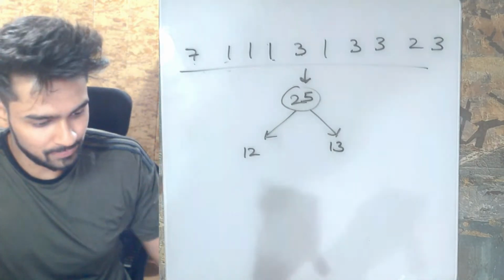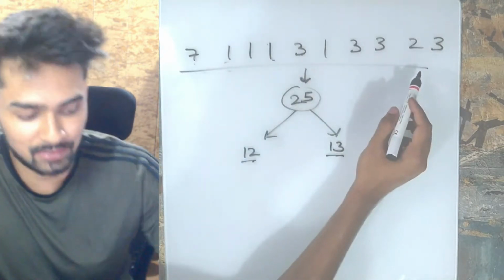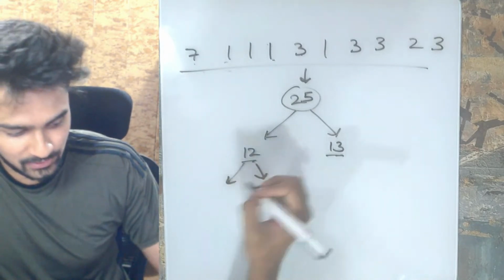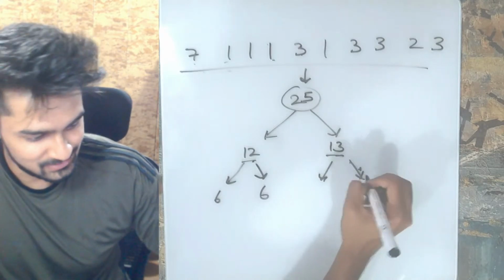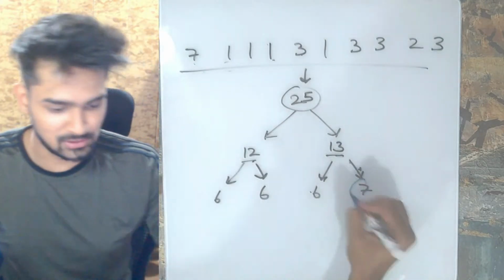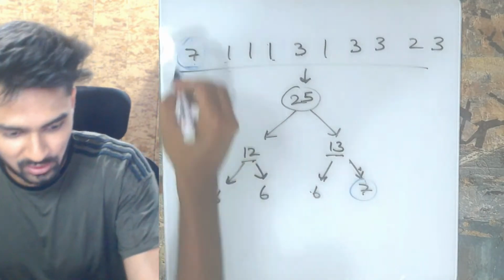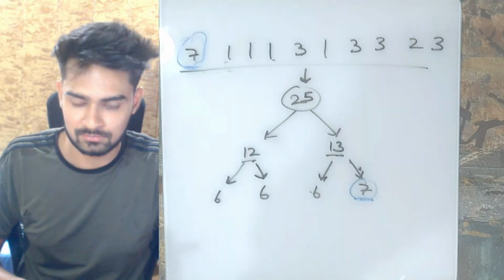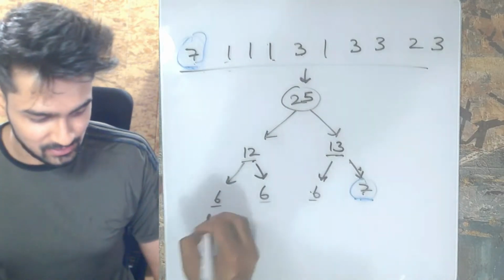Now since 12 and 13, both of these elements are nowhere to be found in this array, that means we need to divide these two elements further. 12 gets divided into 6 plus 6. 13 gets divided into 6 plus 7. Now if you see, this 7 is actually present here. Therefore, we can consider that we got the 7 from here and there's no need of dividing this. Now we are left with 3 values, 6, 6 and 6. Let's start dividing these also.